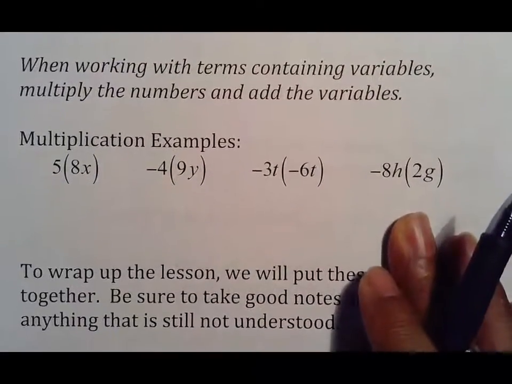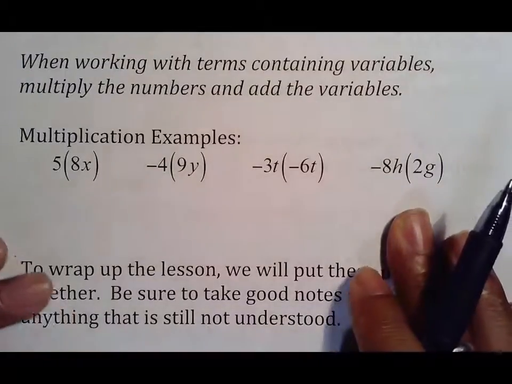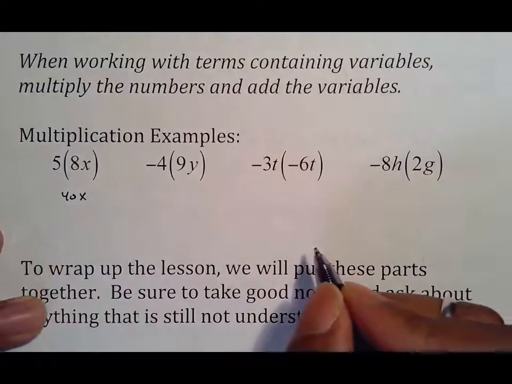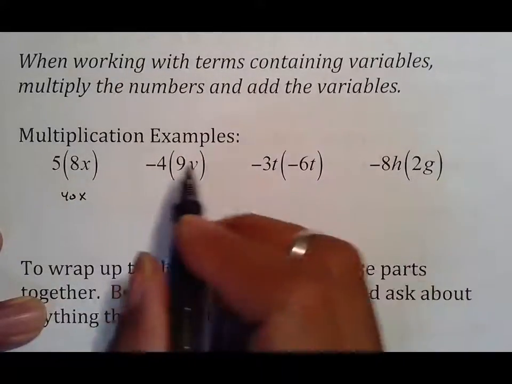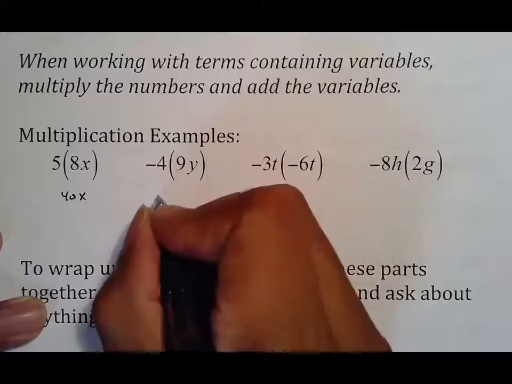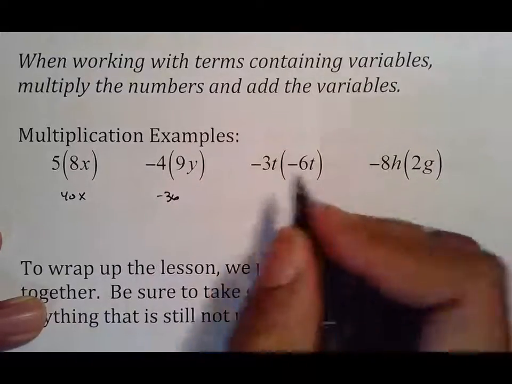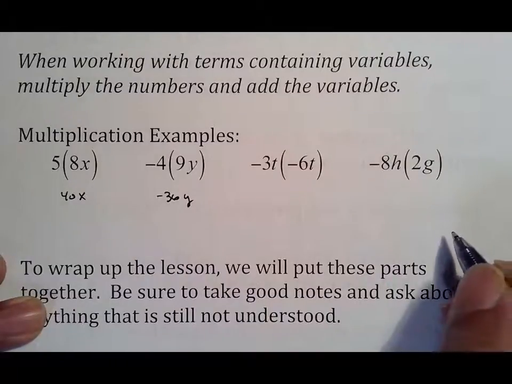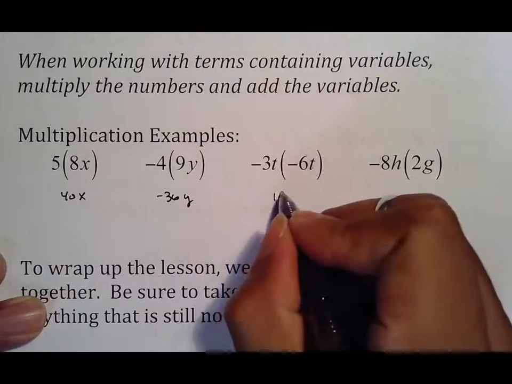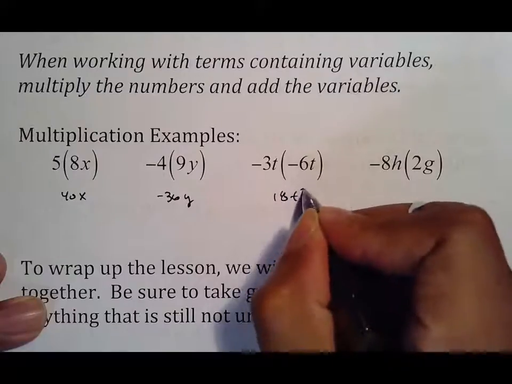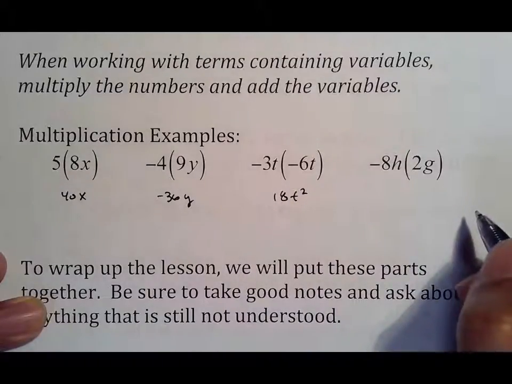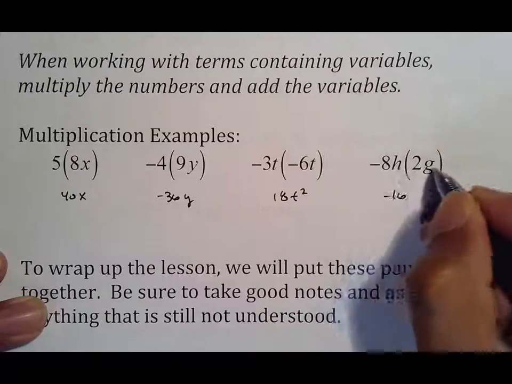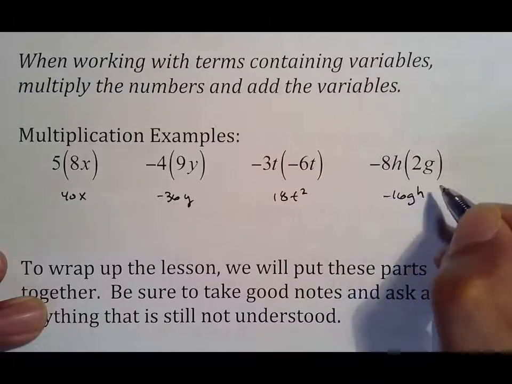When working with terms containing variables, multiply the numbers and add the variables. So in this case, you say 5 times 8 is 40, and there is 1x there. So that's how you would do 5 times 8x. Here, negative 4 times 9, we just learned, is negative 36 because there's one negative, and there is one y there. Here, negative 3 times negative 6 is positive 18 with 2 t's, so it should be t squared. And the last one, that should be negative 16, and then alphabetize your letters G and H, and that is it.